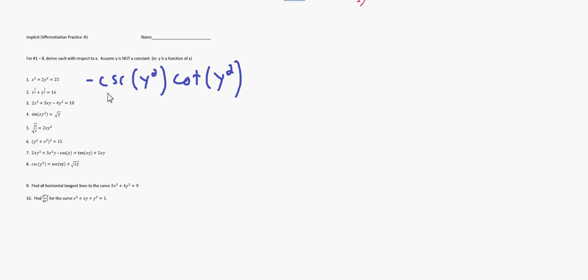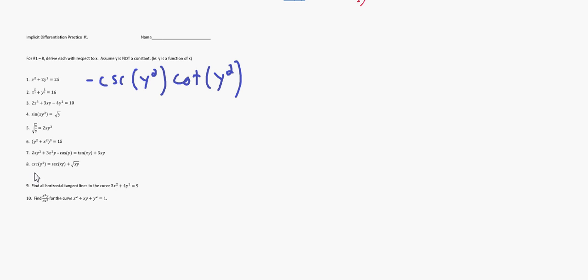Every year kids write cosecant cotangent y squared, and it doesn't make any sense. That's like writing square root y squared. It can't be square root of nothing. It has to be something in there. Same thing with this cosecant. You can't just have cosecant of nothing cotangent y squared. It has to be cosecant of y squared. So just keep that in mind for when you derive cosecant and secant.